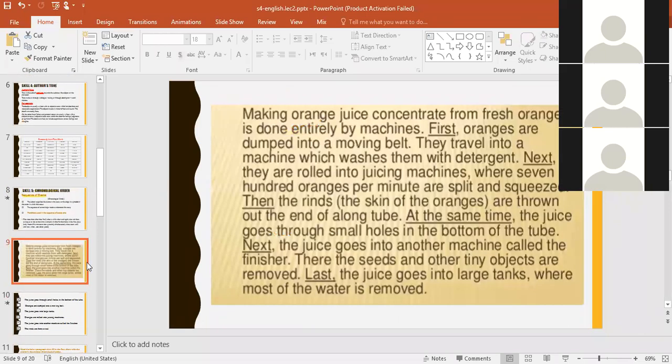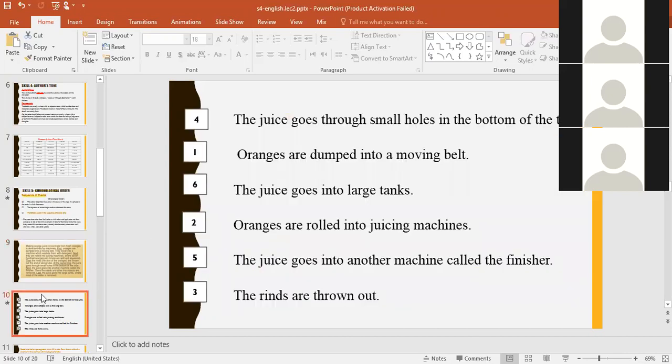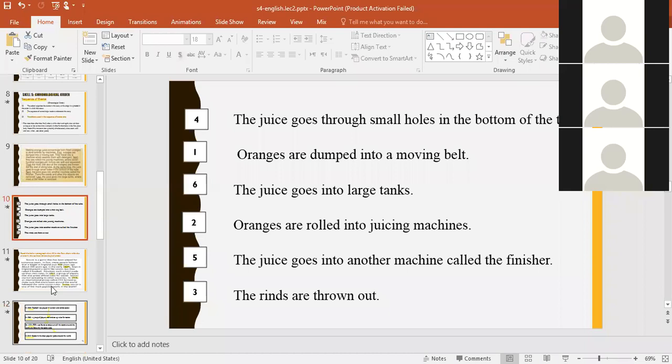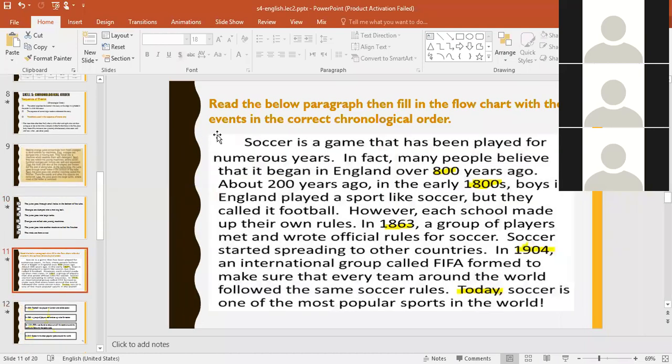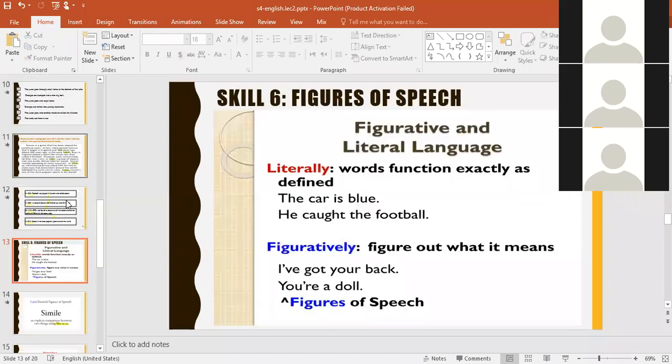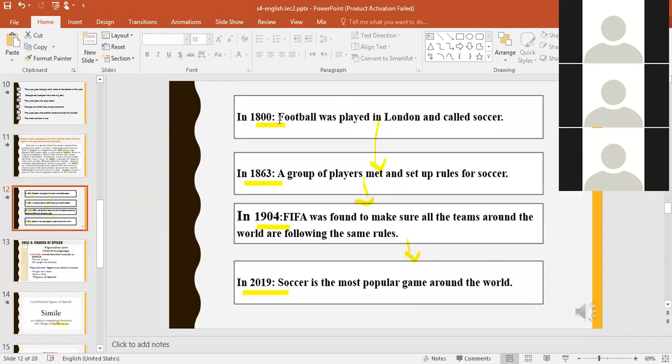I also have this exercise, I'm gonna pass quickly. This is one exercise about the sequence of events. I just used this exercise to show you that we have two forms of asking this question. The first form is this: you have a paragraph, then I ask you to number the events, as you can see here. In the other kind of question, I give you a paragraph also, you read it, and then you fill in the events in the flow chart, one event after the other. This is the difference between them.